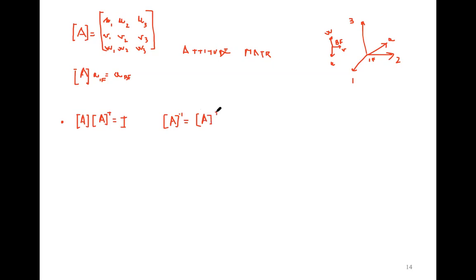The other main property of the attitude matrix, given by the definition with the direction cosine, is that the determinant of the attitude matrix is equal to 1. That is another important property, and it will be important when we introduce the method for attitude determination. So you have to take this property into account.